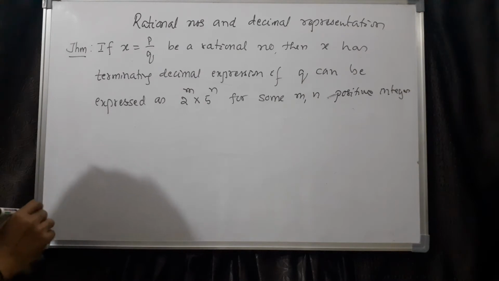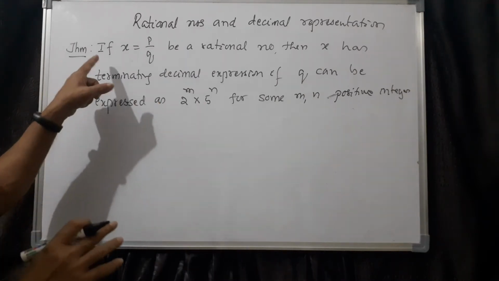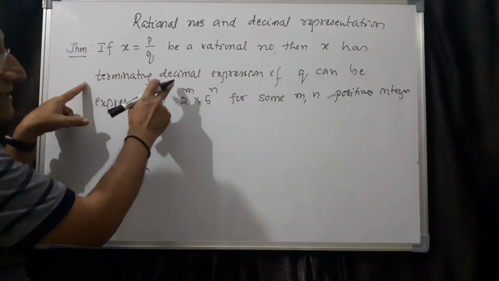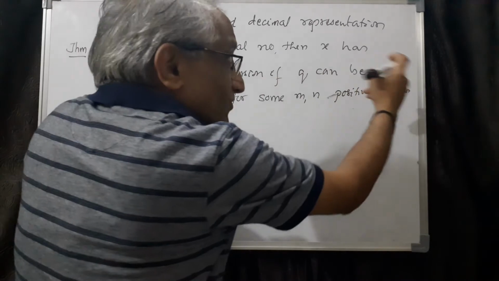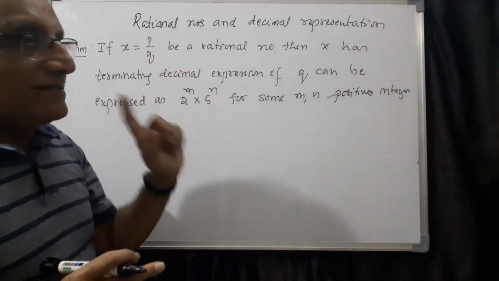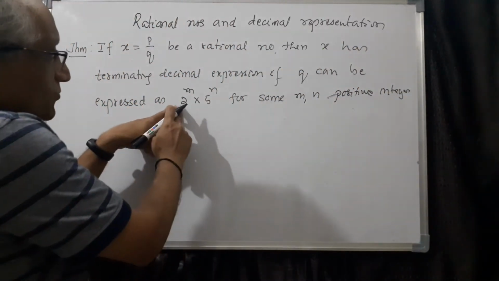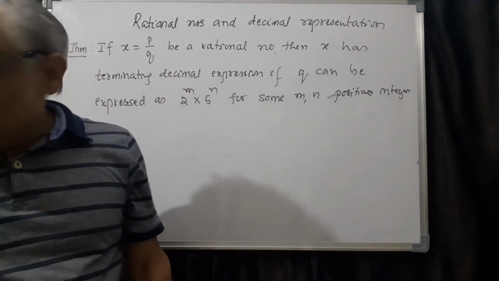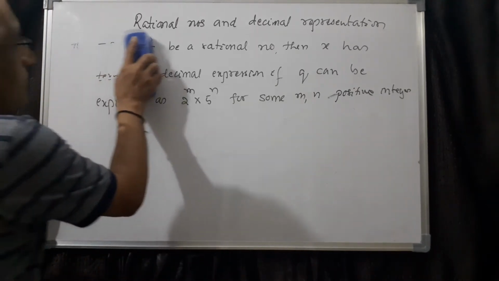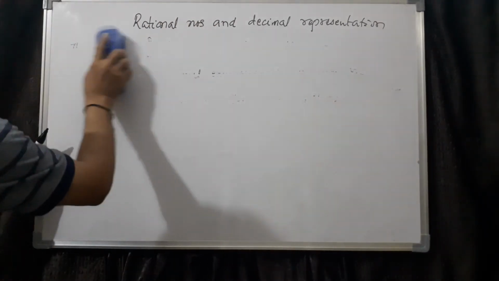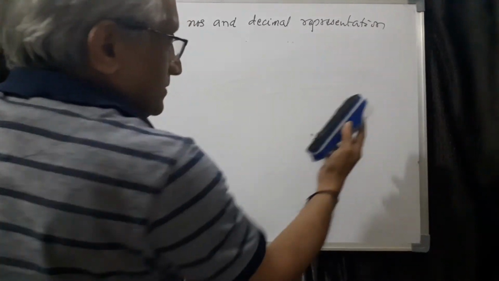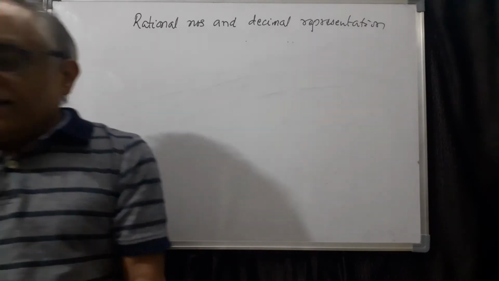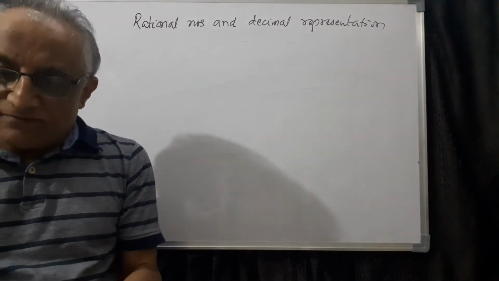And the same theorem, I need not write once again. If x equal to p by q is a rational number, then x has a non-terminating decimal expression if q cannot be expressed as 2 power m into 5 power n. If it can be, then it is terminating. So these are the two theorems actually. Now let me take some more examples and clarify this theorem with the help of a few more illustrations. Let me take the questions from your textbook only.